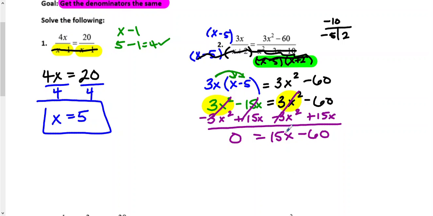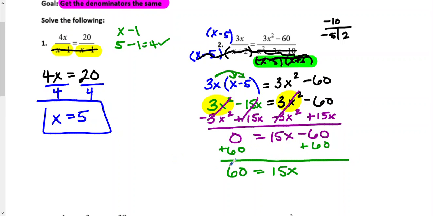So since we got rid of our x squareds, we do not have to factor. We just need to solve. So we're going to add 60 to both sides. We need to get everything away from x. So 60 equals 15x. Divide by 15. And we get x equals 4.